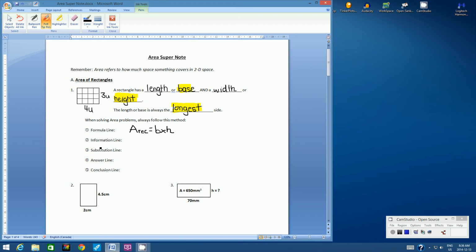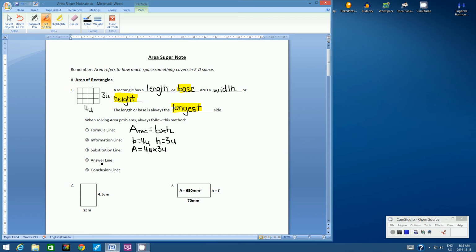Line 2, the information line. Write down what we know. Well, we're given the base measurement. The base measurement is 4 units. We're given the height measurement. The height measurement is 3 units. Next is the substitution line. So what we do is we take the formula and we substitute the information that we know. So we don't know the area, but we know the base, 4 units, times the height, which is 3 units.